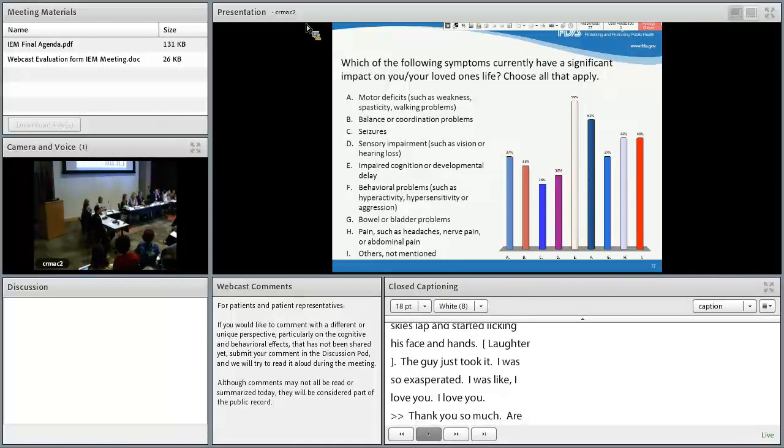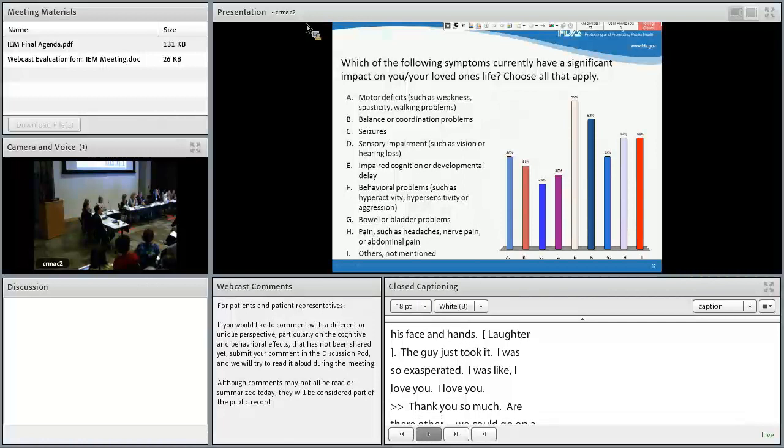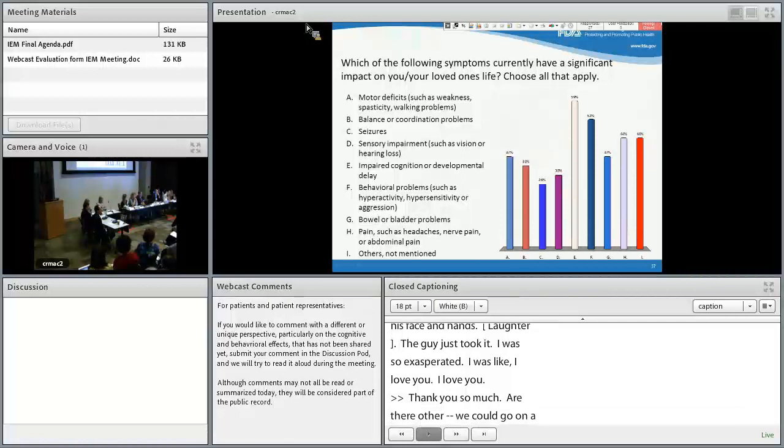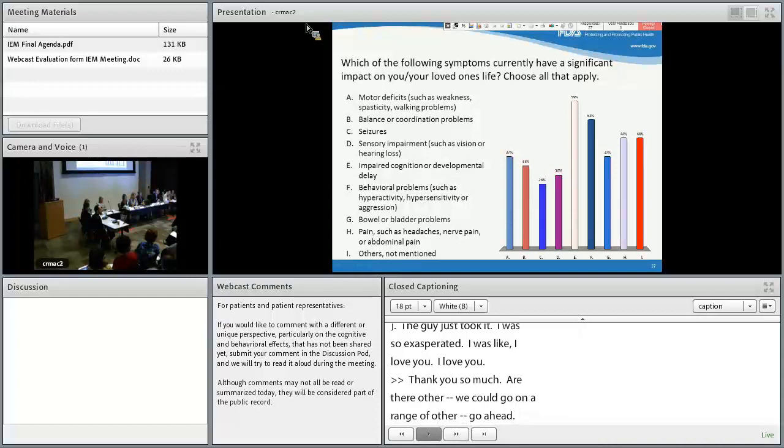Are there other symptoms? We could go on a range of other symptoms. Go ahead. Pica, is that how you say it? My son has Sanfilippo, and he's constantly chewing things, and it makes him sick all the time because he just puts everything in his mouth.